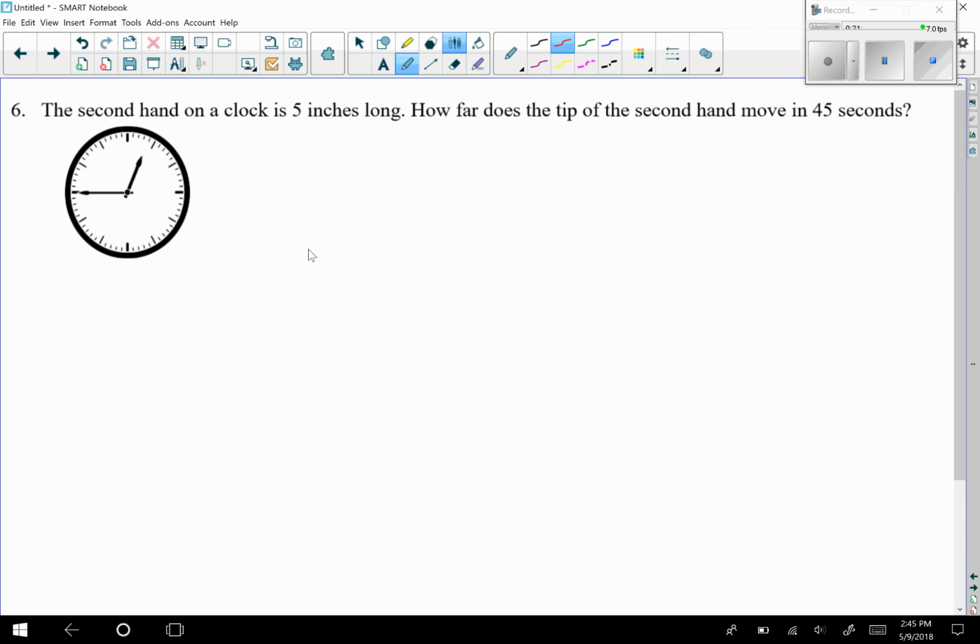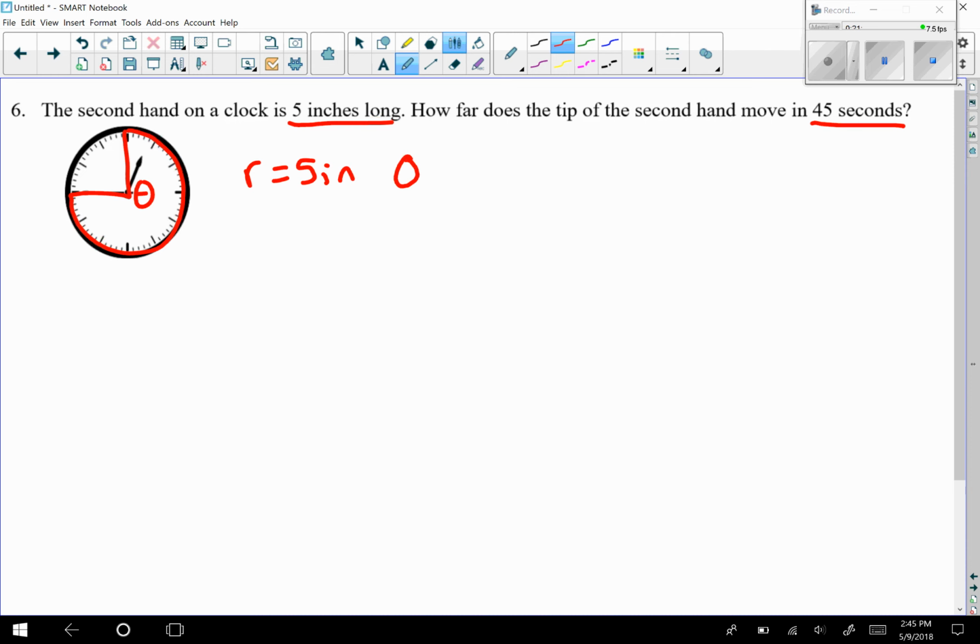The last one. So this is very similar to the first question that we did. So the second hand on the clock is 5 inches long. How far does the tip of the second hand move in 45 seconds? So now, of course, we're starting here and we're moving to 45 seconds. So we need to figure out what that angle is equal to. So we know R is equal to 5 inches.